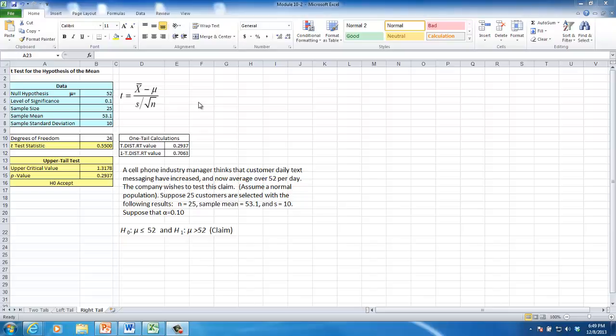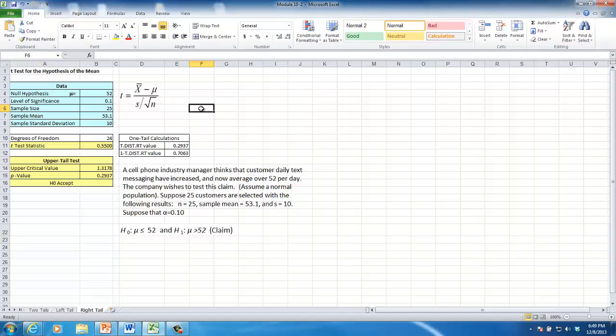Another problem for t-test. This time, a cell phone industry manager thinks that the customer daily text messaging has increased, and now the average is over 52 per day. The company wished to test this claim and assume the distribution is a normal distribution. Suppose 25 customers are selected with the following results. Sample size 25, sample mean 53.1, and sample standard deviation 10.